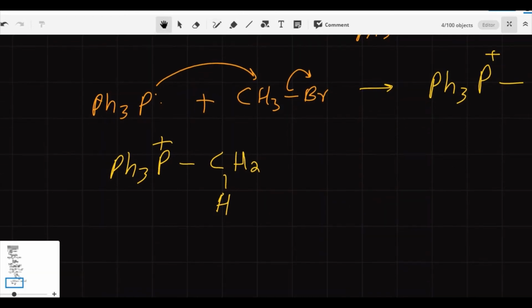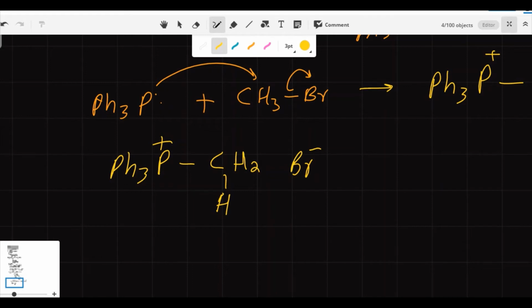Now the bromine is present here, and that is going to be treated with butyl lithium. As you know, butyl lithium contains a butyl group, 1 2 3, along with the lithium. So that is going to treat the phosphonium salt.